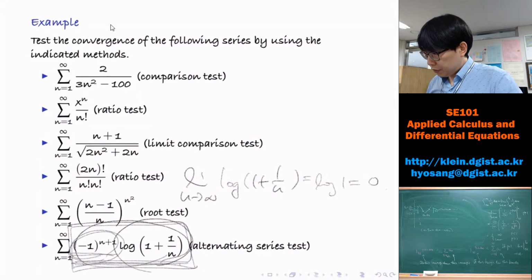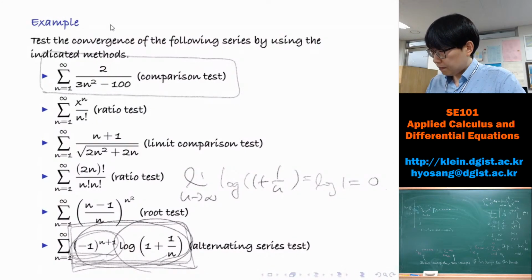So let's look at the first one. We didn't mention the comparison test. However, the full use of the comparison test is very hard. It's almost state of the art to show whether a series converges or not using the comparison test. In this case, there are many ways to prove this type of series is convergent. One way is the comparison test, but you can also use the limit comparison test.